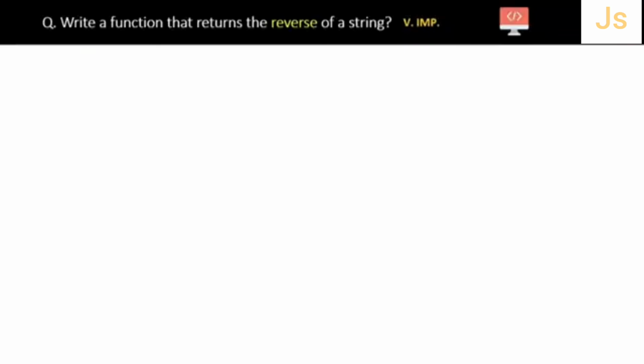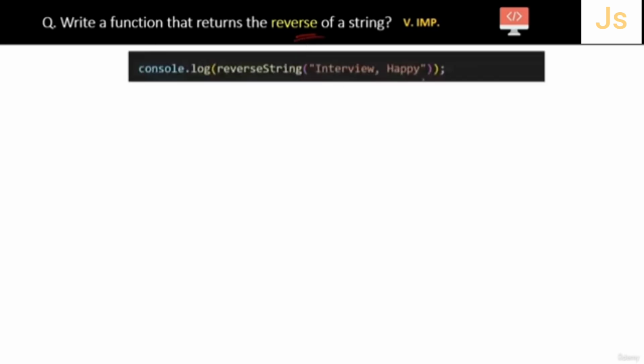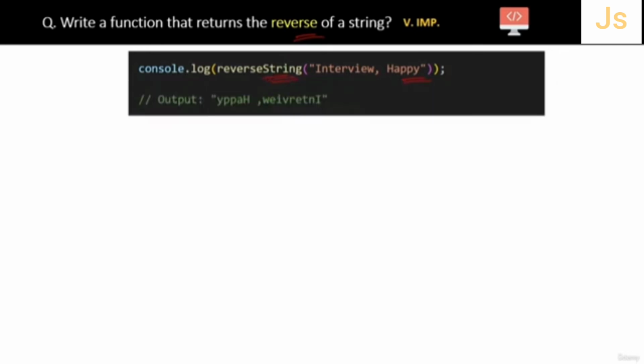Write a function that returns the reverse of a string. Very important question. For example, you have this string, interview happy. Now you want to create the function reverseString, which will give output as the reverse of the string. This is a very common question and every developer should know it. I will tell you 2 ways of doing it. First is by using the for loop.